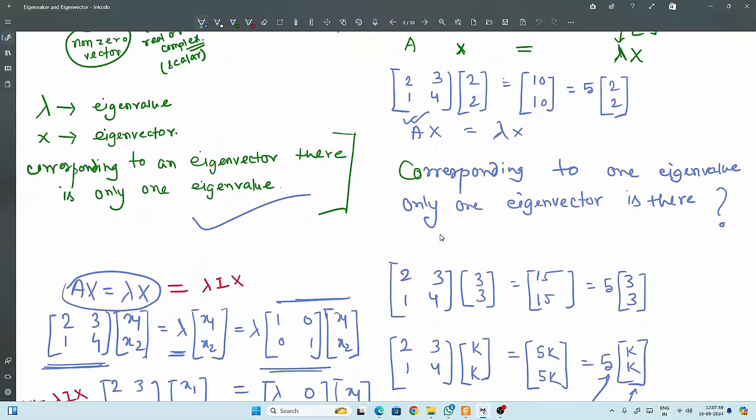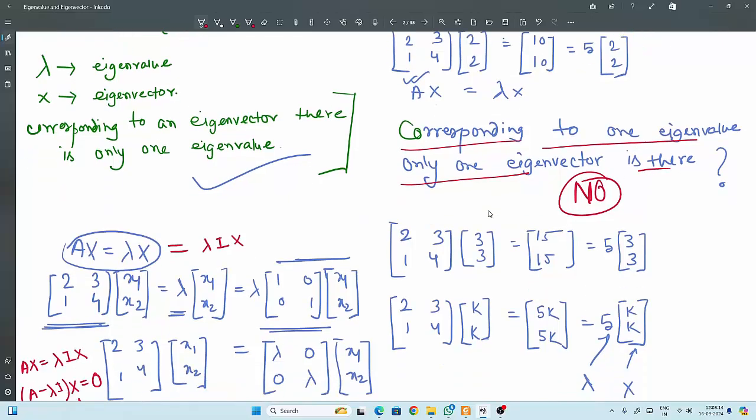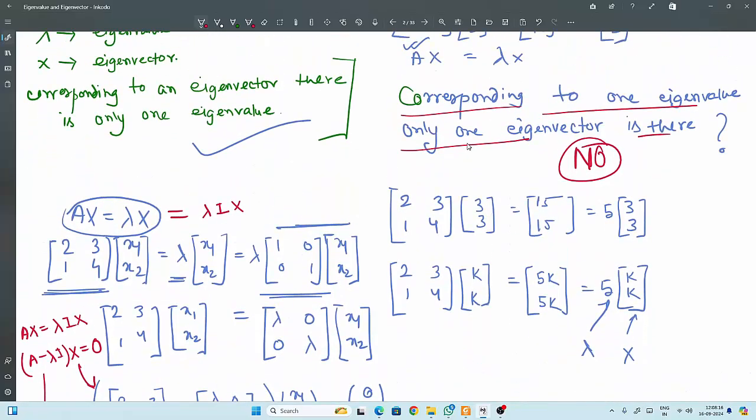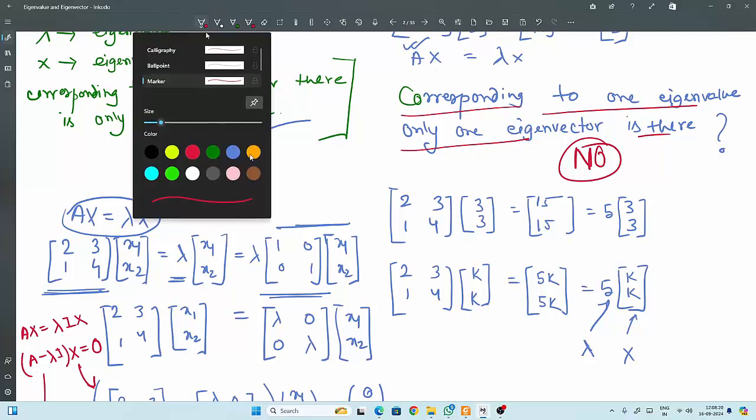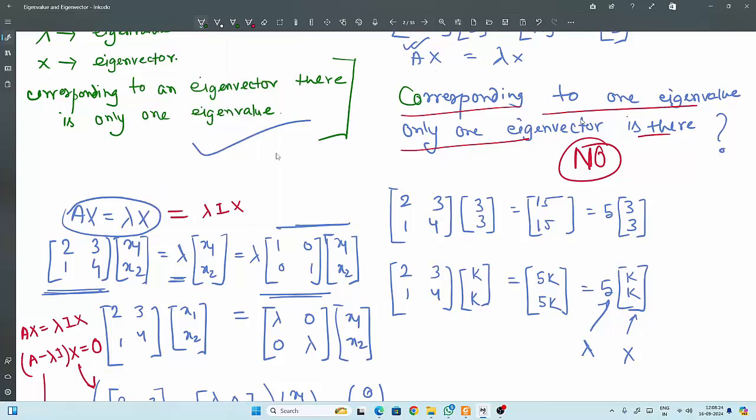And the question that we have arranged here: corresponding to one eigenvalue, is only one eigenvector there? The clear-cut answer will be no. This is the answer of this question. That means corresponding to one eigenvalue, infinite numbers of eigenvectors are there. Actually the answer is corresponding to one eigenvalue.